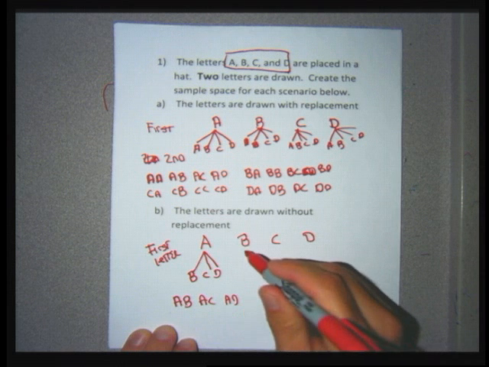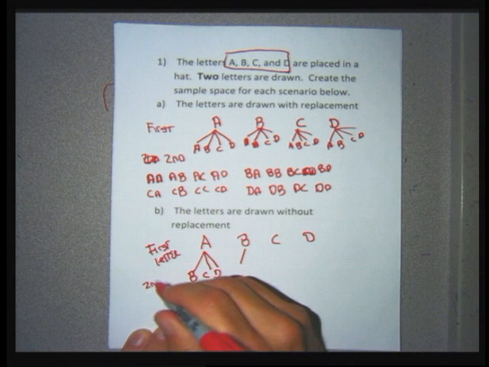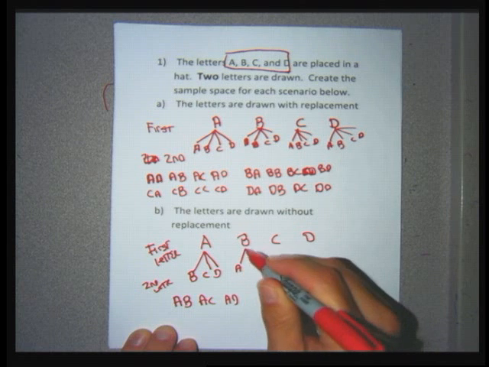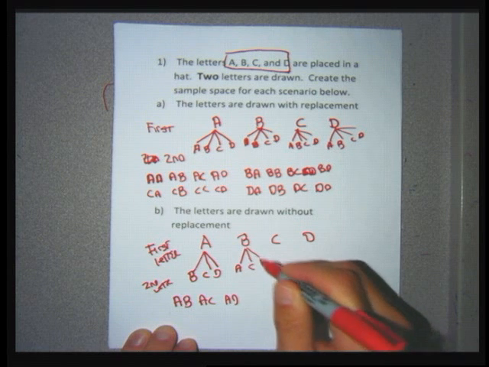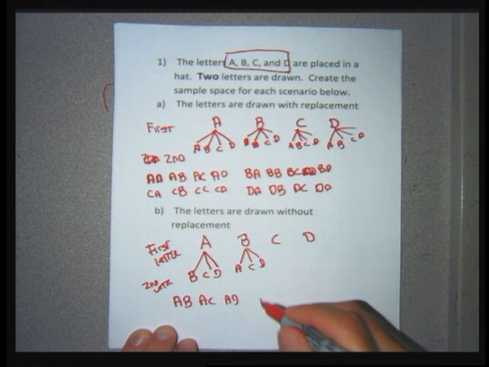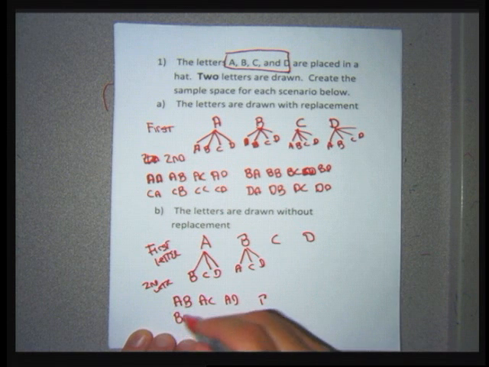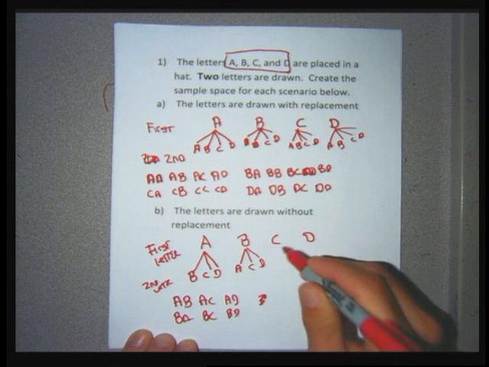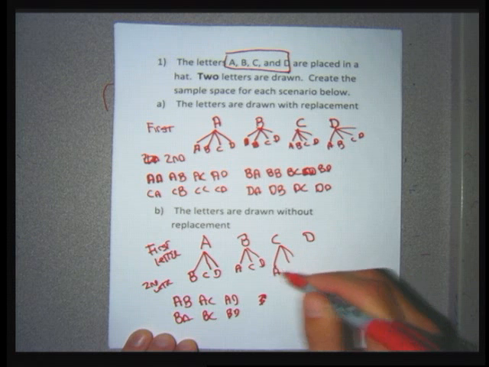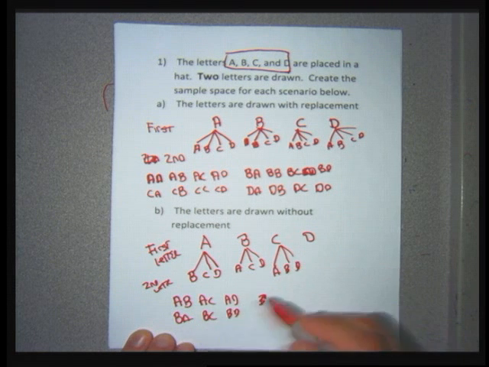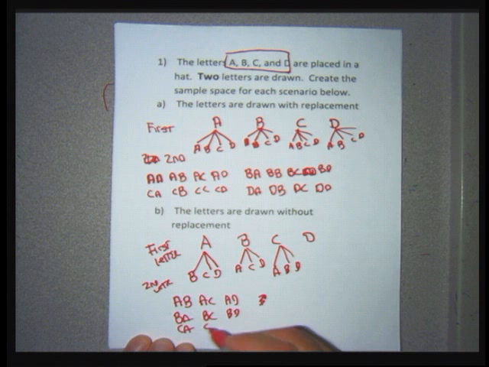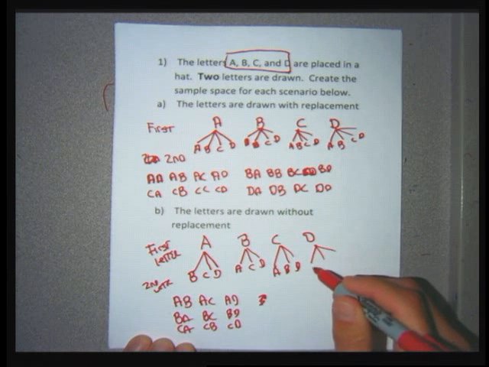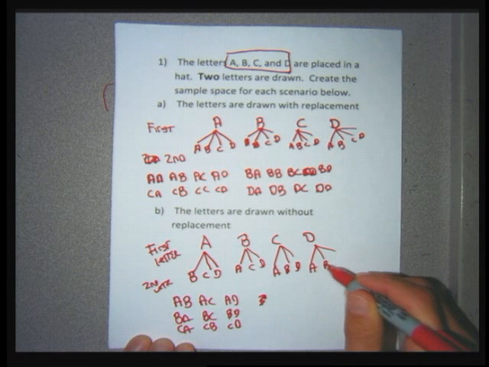And then similarly, when I do my second letter, if the B was the first letter, I couldn't get a B for the second letter because I'm not replacing it. So I could just get an A, C, or D. So I could get a BA, a BC, or a BD. And then if I get the C first, I could get the A, B, or D second. So I can get CA, CB, and CD. And then lastly, I can get DA, DB, or DC.